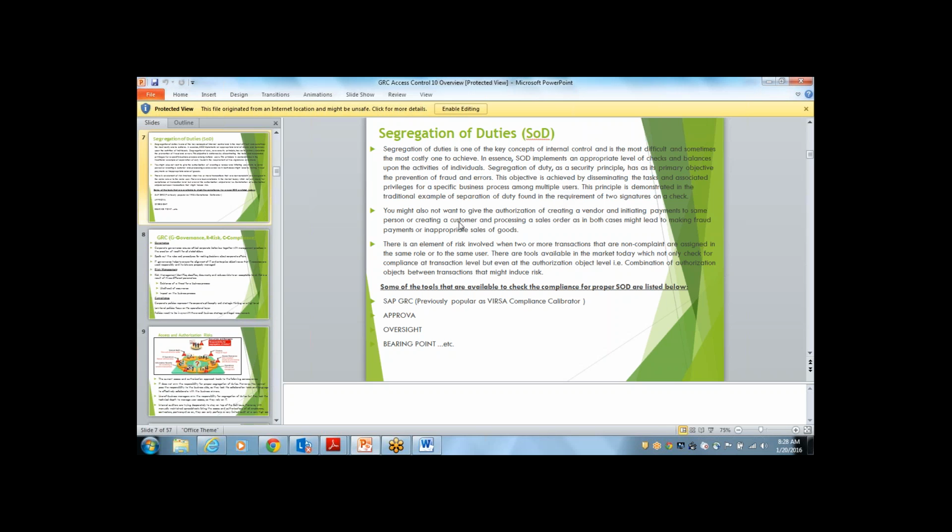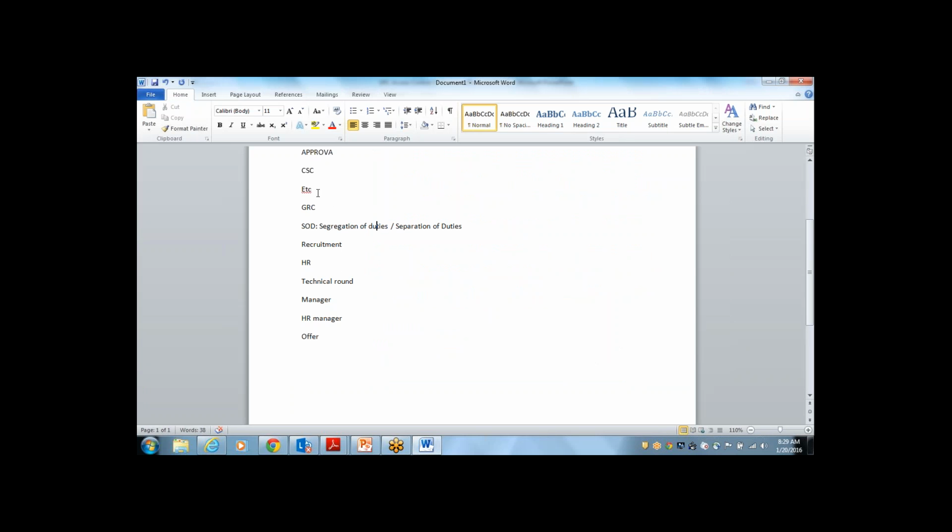There are a few examples here, and SOD is very important. We have a few third-party tools, as I told you: SAP GRC, Approva, Oversight, and we have Bearing Point, CSC, and other third-party tools. But the famous and important tools are these. I think there are also a few more third-party tools we had earlier. Let me give you the difference. Oversight and Bearing Point also.